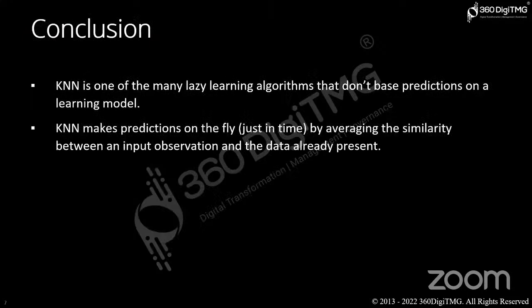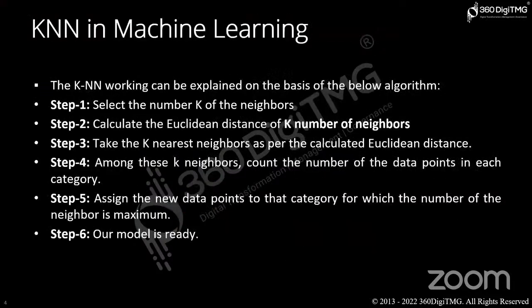Finally, coming to the conclusion, KNN is one of the lazy learning algorithms. It doesn't base predictions on a learned model, and it makes predictions on the fly, that is, just in time, by measuring the similarity between an input observation and the data already present. So this is KNN.